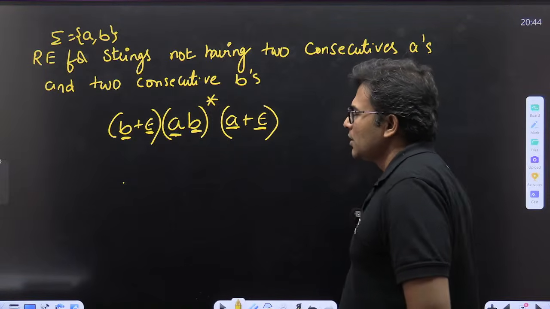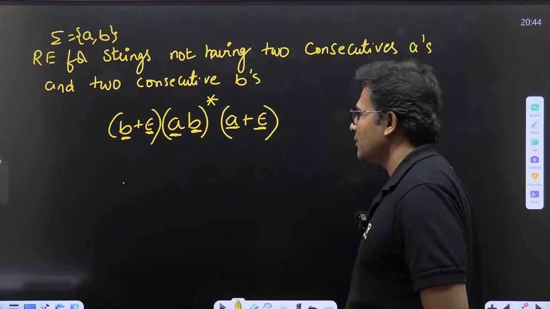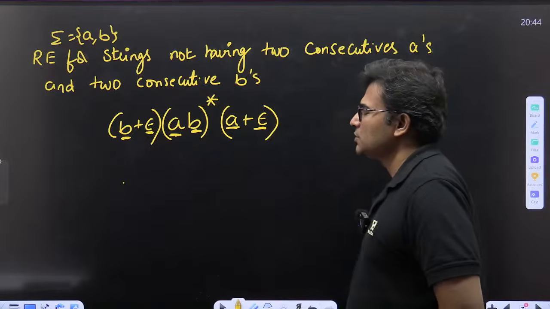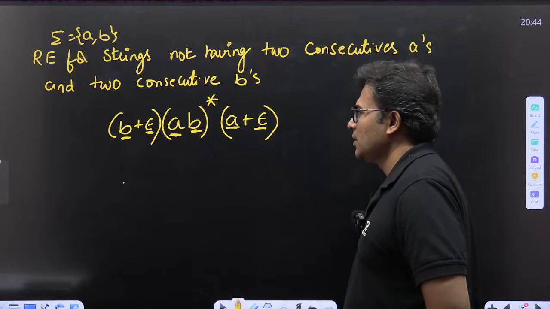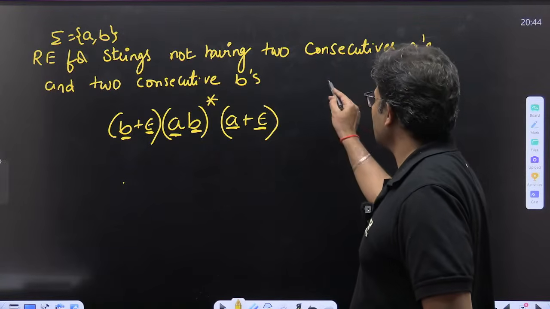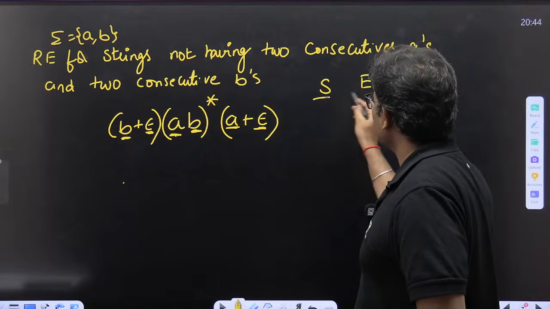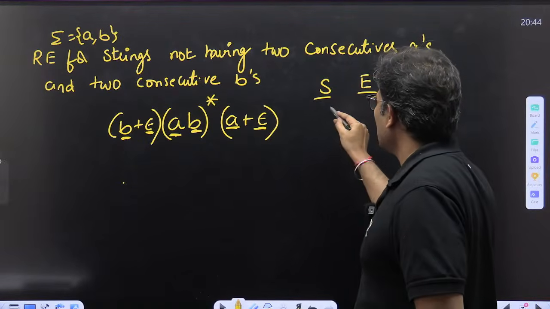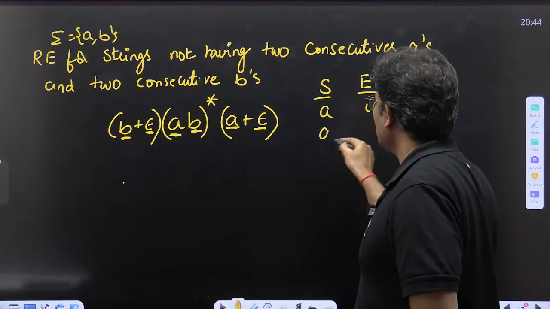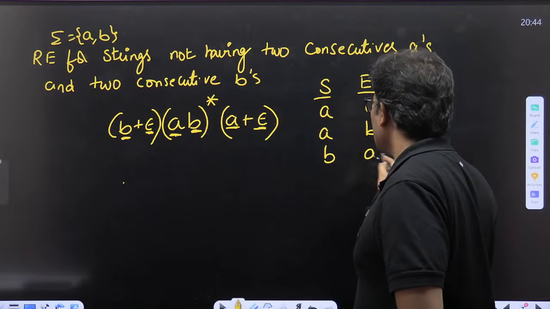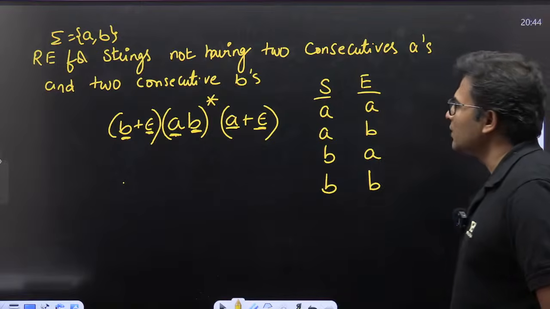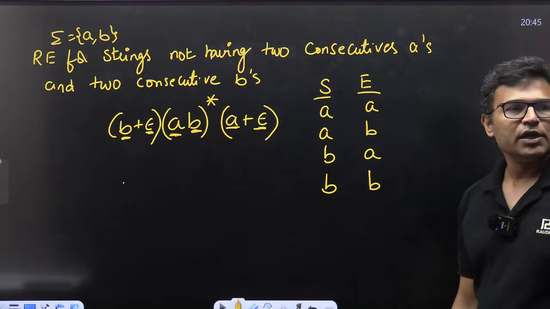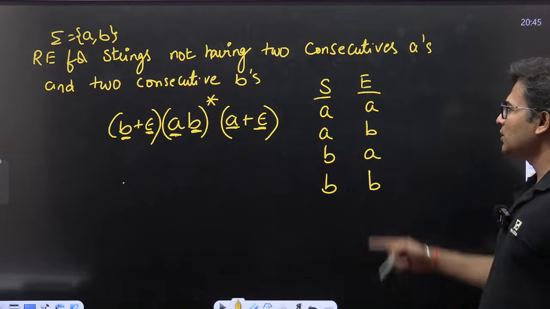So this is a simpler one using intuition. I tried to simplify it, but it was not working out. So this is the simplest explanation, right? Now you can check all the cases, okay? Any string which does not contain consecutive A's and B's can start with A, end with A, start with A, end with B, start with B, end with A, start with B, end with B. Now see if all of these cases are covered.